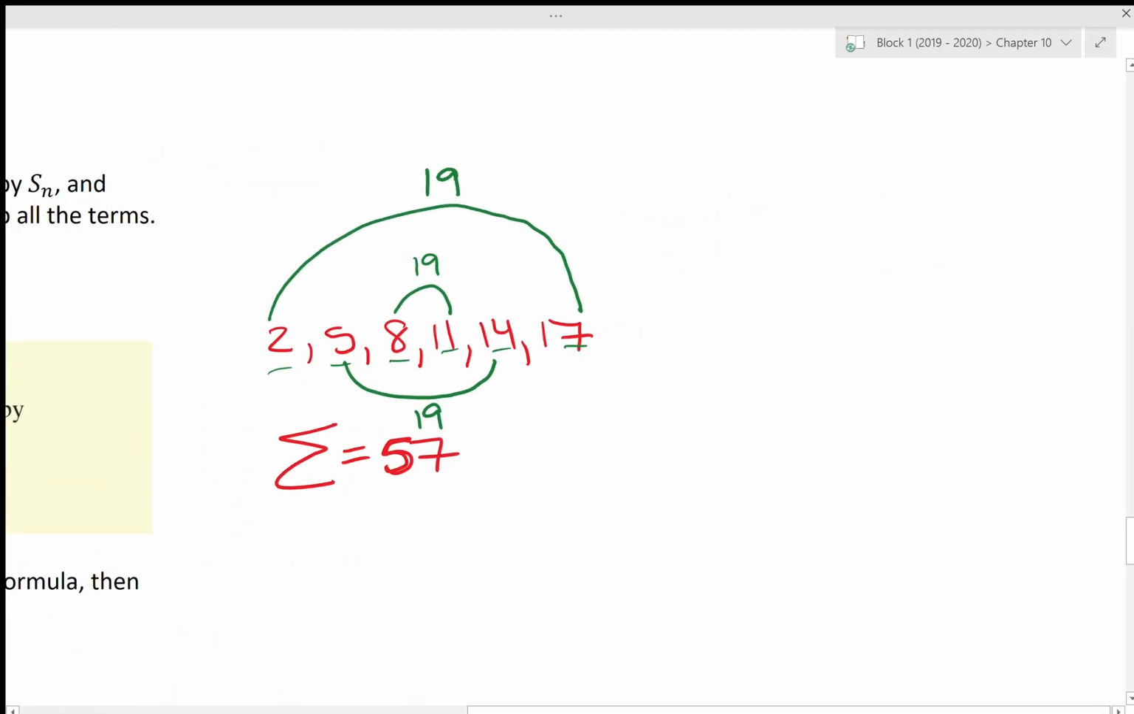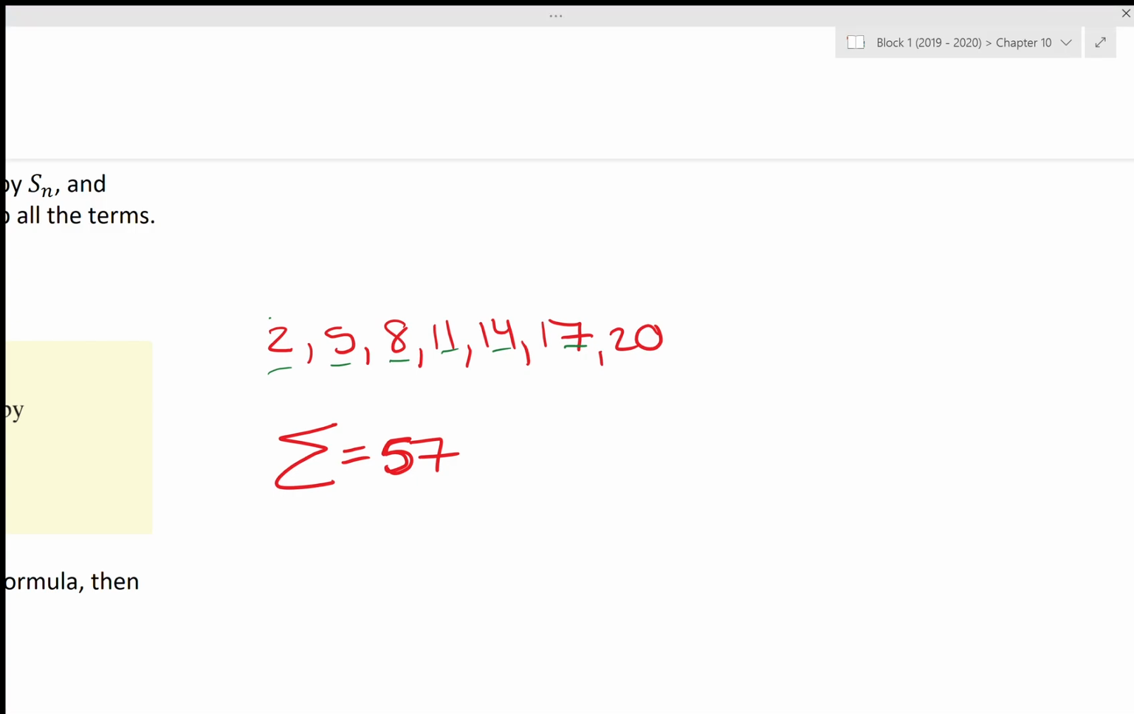Now, if you had an odd number, let's say that 20 is now there. We now have 7 terms, so that's like 3.5 groupings. If I added this, I'm going to get 77. Same thing, 57, just add that extra 20.